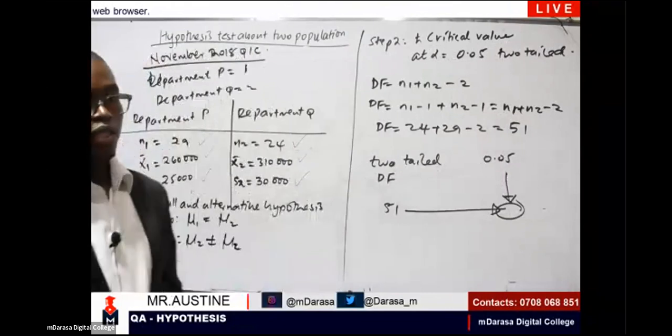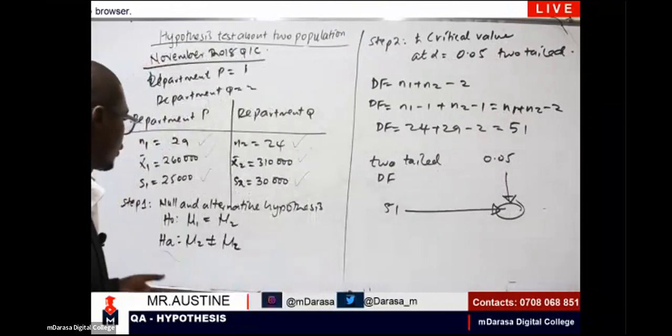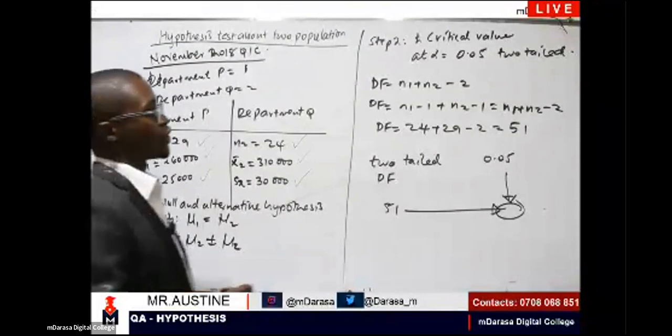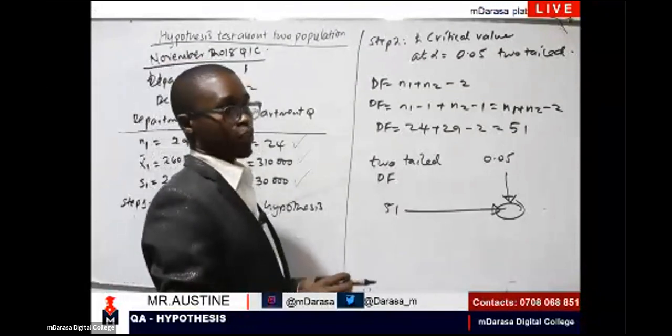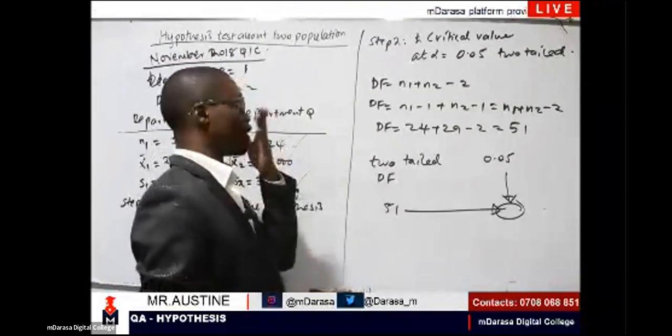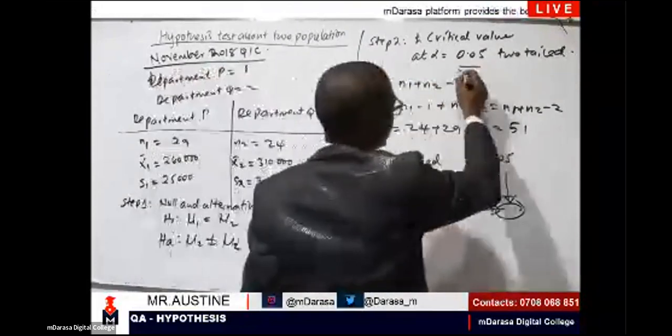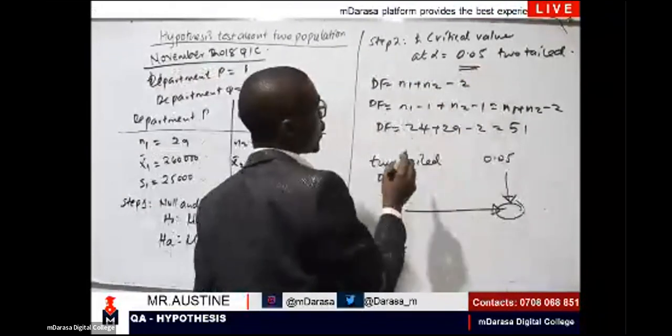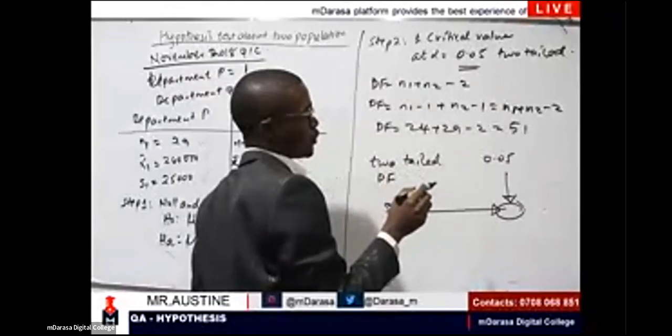So we state the null and alternative hypothesis. Step 2 is now the critical value. Because there are two sample sizes, both of them less than 30, it's the t critical value at alpha equal to 0.05, but we have to get the degrees of freedom, n1 plus n2 minus 2. This will be n1 minus 1 plus n2 minus 1, which becomes n1 plus n2 minus 2. We find that. So we go to t, alpha 0.05, df 51. So a value that is in line with 51 and also in line with 0.05.